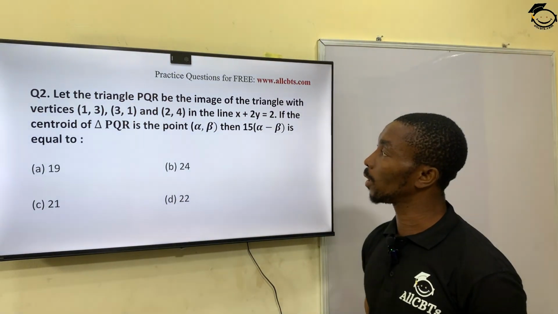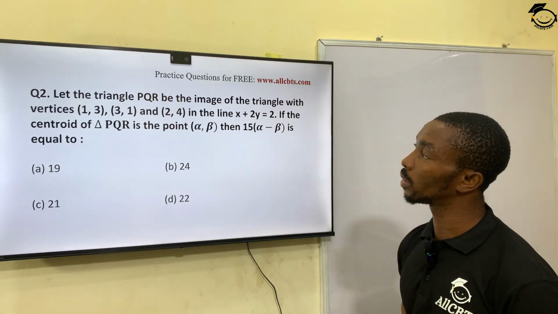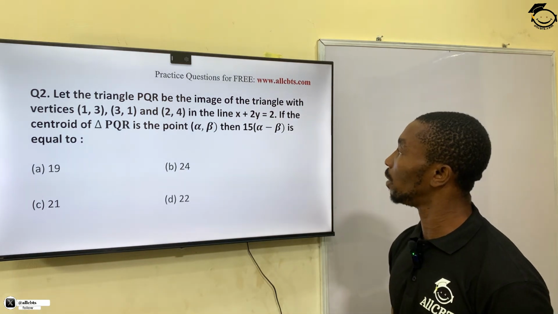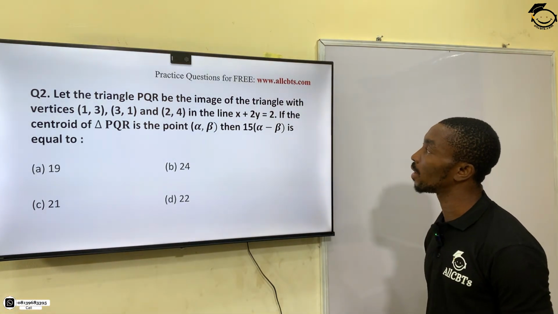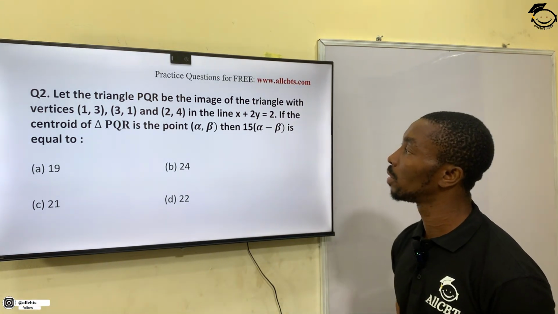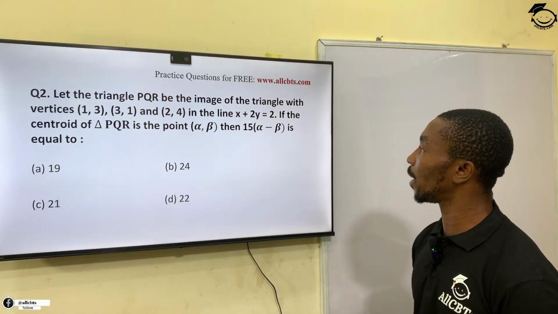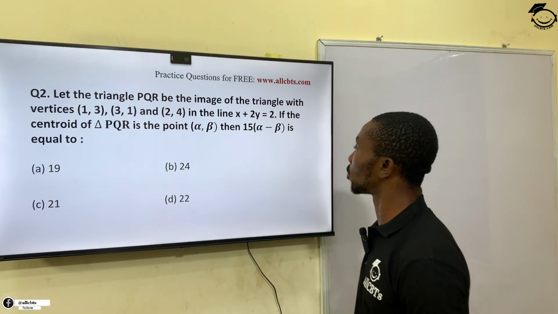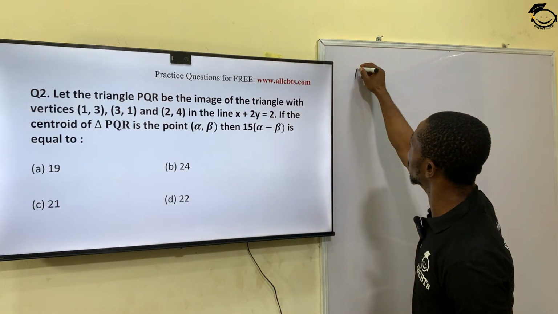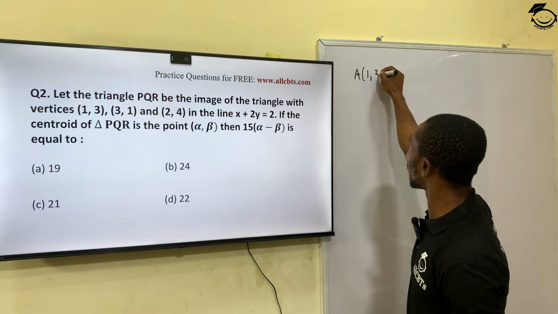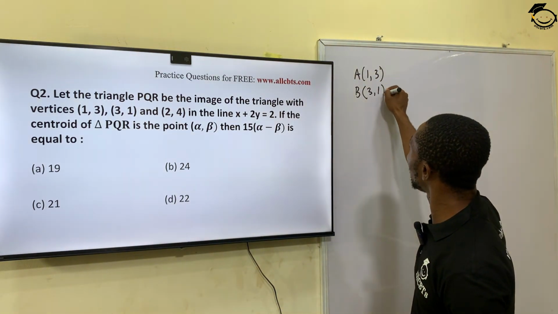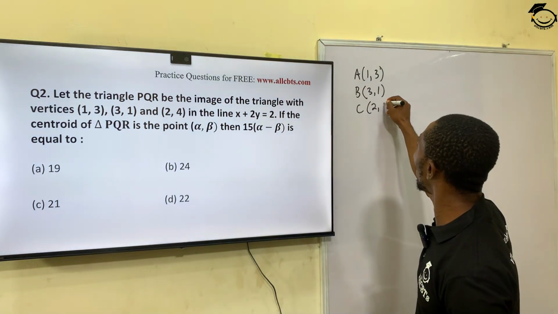Let the triangle PQR be the image of the triangle with vertices (1, 3), (3, 1), and (2, 4) in the line x plus 2y equals 2. If the centroid of triangle PQR is the point (alpha, beta), then 15 times (alpha minus beta) is equal to. Now, from our question, we are given that our vertex at point A is (1, 3), at point B is (3, 1), and at point C is (2, 4).